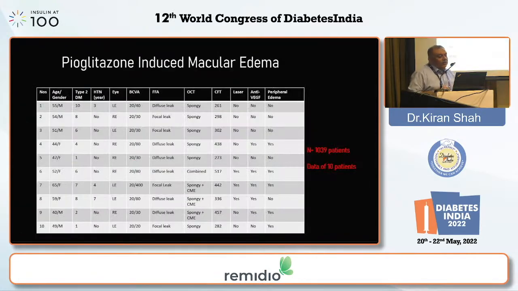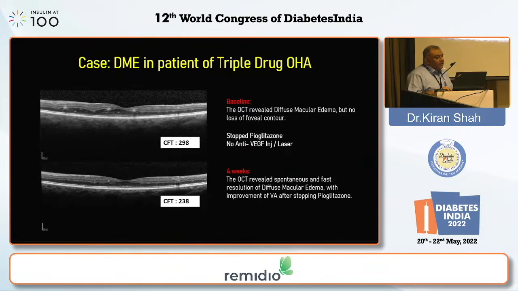This is very important, which I feel as a diabetologist. Please understand, pioglitazone is one of the reasons for diabetic macular edema. We have seen thousands of patients. This is just data of approximately 10 patients, which I'm trying to highlight here. Pioglitazone can cause diabetic macular edema apart from all the other complications you know of with this particular molecule. Now here is a patient on triple drug OHAs. There was a time when we used to get a combination of glimepiride, metformin and pioglitazone. Of late we get voglibose, but there was a time when pioglitazone was there.